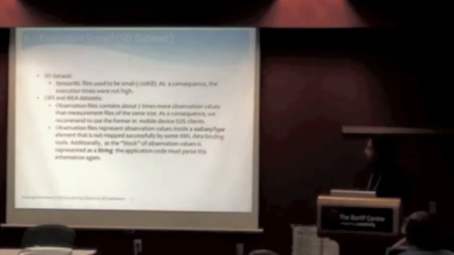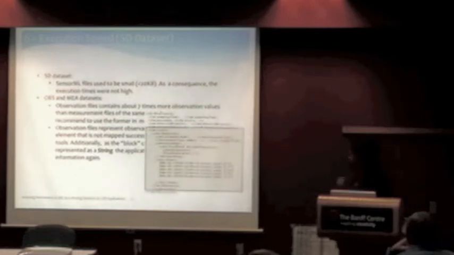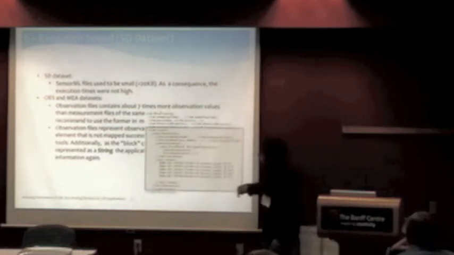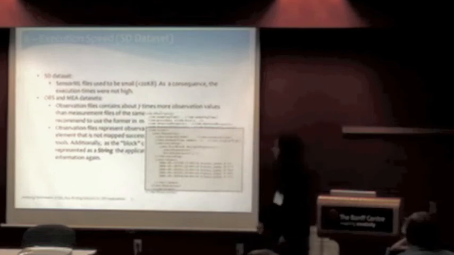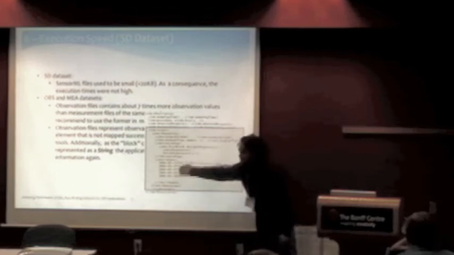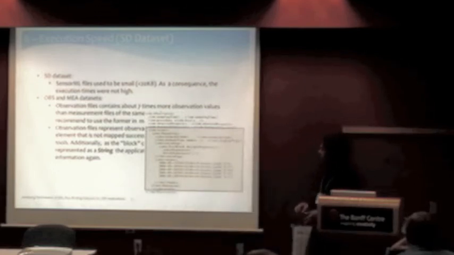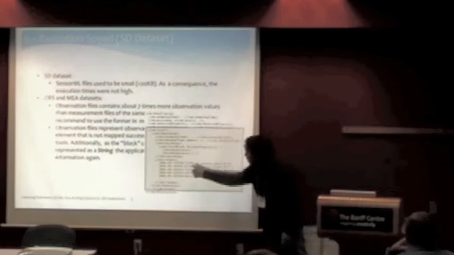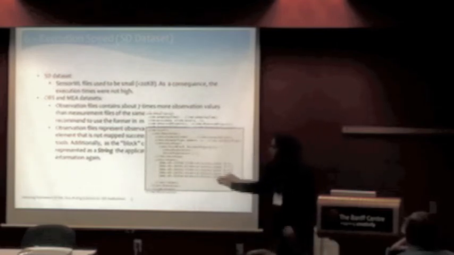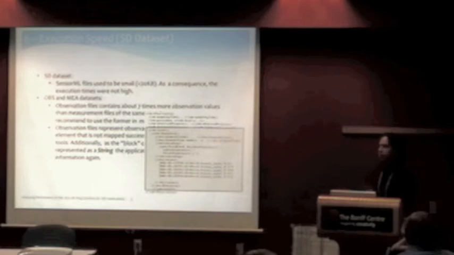Another problem is that within these any types, the observations are usually packed in a block of observation values that is represented as a string. For example, we can see here that if we generate a parser to process this information, the parser just returns a string. So in the application, to be able to access all the observation values and the rest of the information contained here, we have to process all this information again.